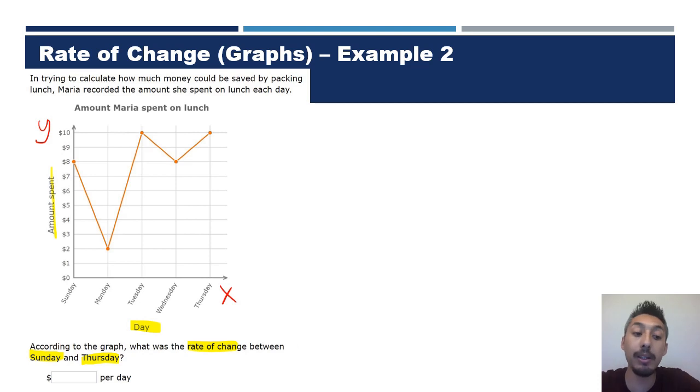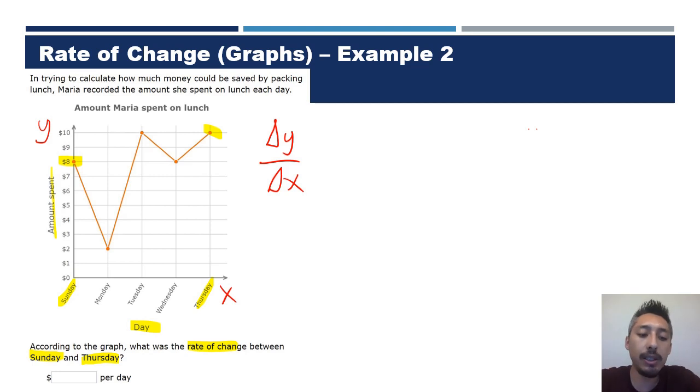The question asks, according to the graph, what was the rate of change between Sunday and Thursday? Looking back at the graph, on Sunday, Maria spent $8, while on Thursday, she spent $10. We know that because we're looking for rate of change, we are looking for the change of y over the change of x. The change of x is going to be the change of days.